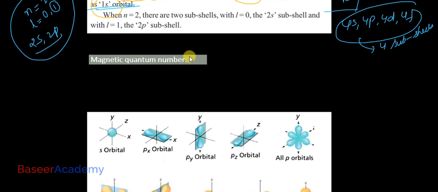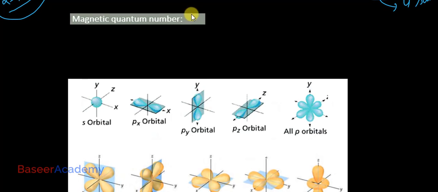What is magnetic quantum number? Magnetic quantum number is denoted by m subscript l. The magnetic quantum number talks about the number of orbitals each subshell has. It talks about the number of orbitals each subshell will have.